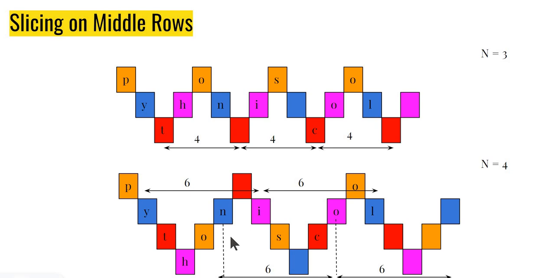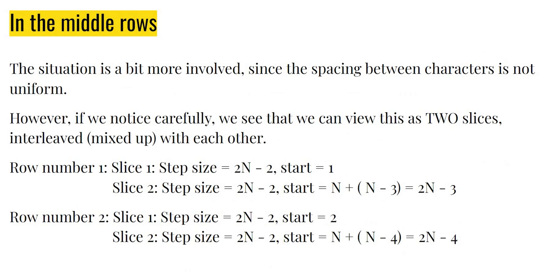In fact, the same thing applies on every row. Again, convince yourself, don't rush through this. Convince yourself this is all correct. But what I'm trying to say is that, if you notice carefully, then there are really two slices that are going on, which have been mixed with each other. For example, in row number 1, the slice 1, again, has a step size of 2n minus 2, which, like I said, is common. However, it starts at 1. The next slice starts at, let's say, n plus n minus 3.